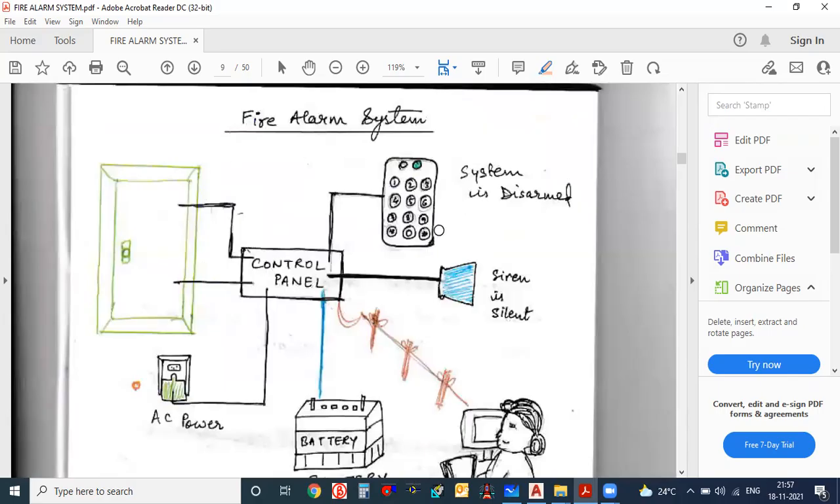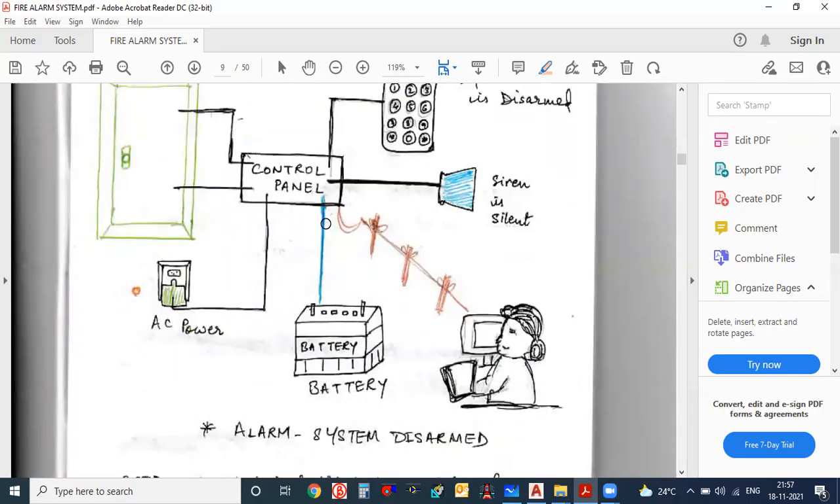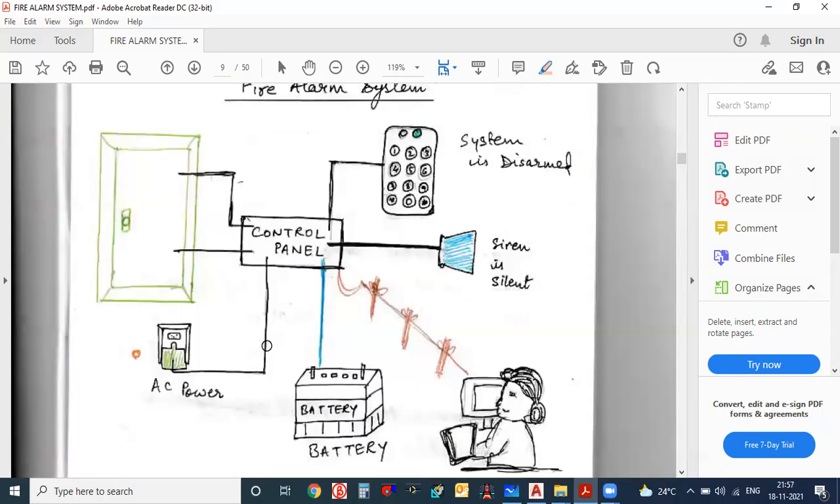And this is one image for the fire alarm system. So this is the control panel. So to this control panel, first you have to give the AC power, battery. Okay, this requirement comes from the electrical team. And siren will be connected. Okay, siren will be connected to the control panel only. Okay, and this is the system.